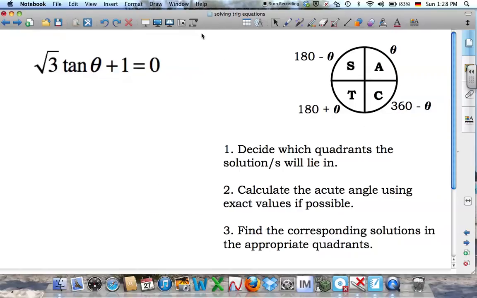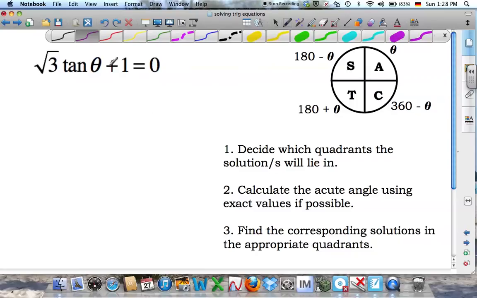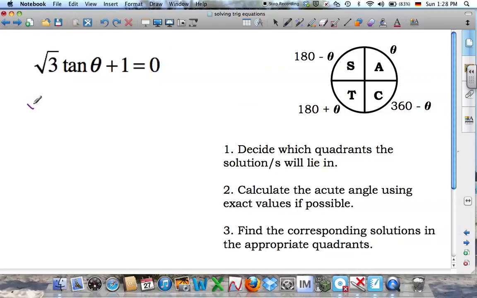So let's get started. And when you're solving these, don't forget your basic equation solving skills, because you use a lot of those to solve these problems. So you perform the same sorts of processes. So here we have root 3 tan theta plus 1 equals 0. So we're trying to get theta by itself, and so we do what we would normally do with an equation. Let's get rid of any of the numbers that we can. So because it's plus 1, that means I can subtract 1 from both sides.